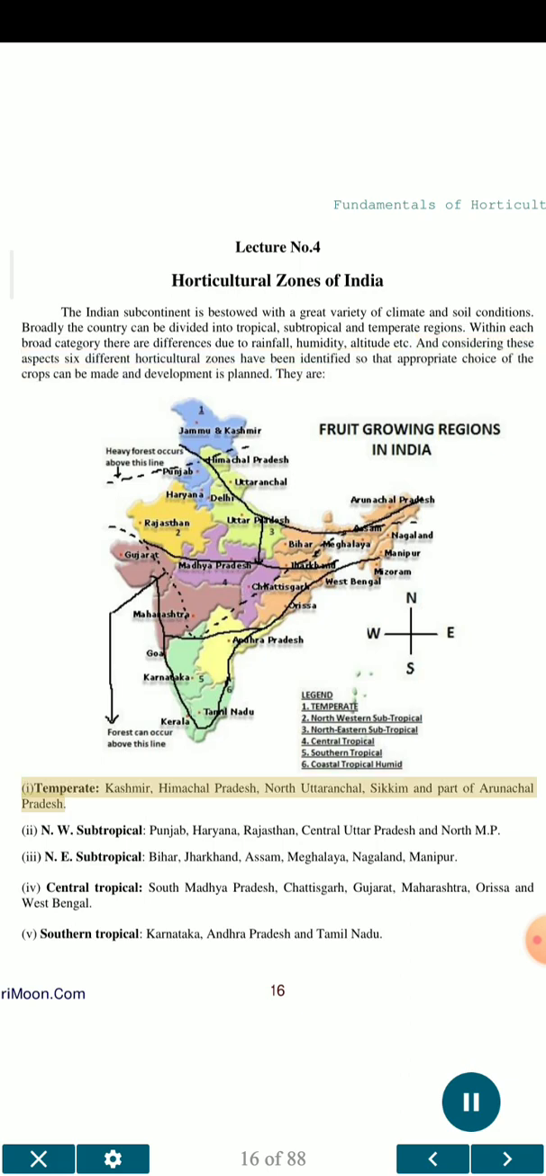They are: I. Temperate: Kashmir, Himachal Pradesh, North Uttaranchal, Sikkim and part of Arunachal Pradesh. II. Subtropical: Punjab, Haryana, Rajasthan, Central Uttar Pradesh and North MP. III. Subtropical: Bihar, Jharkhand, Assam, Meghalaya, Nagaland, Manipur. IV. Central Tropical: South Madhya Pradesh, Chhattisgarh, Gujarat, Maharashtra, Orissa and West Bengal. V. Southern Tropical: Karnataka, Andhra Pradesh and Tamil Nadu.